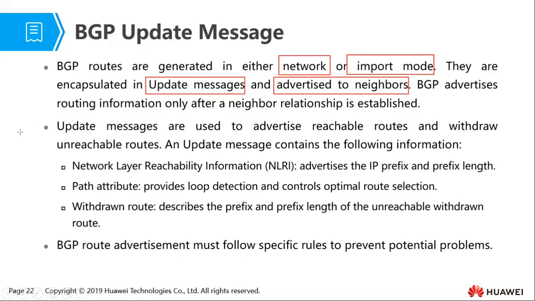Now, BGP advertises routing information only after a neighbor relationship is established. So we said that it's only after sending the open messages and you're in the established state that you will be able to send the update messages. Update messages are used to advertise reachable routes and also withdraw unreachable routes.